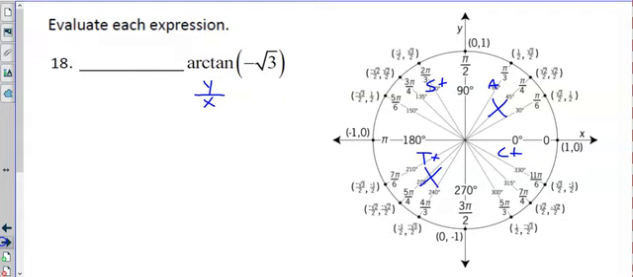Okay, so now we just have to remember we're doing y over x, and we want it to be negative square root of 3. So it's not going to be that one because those are square roots of 2, and it's not going to be that one. So basically, just kind of test one of these. So let's try this one. So there's y, there's x.